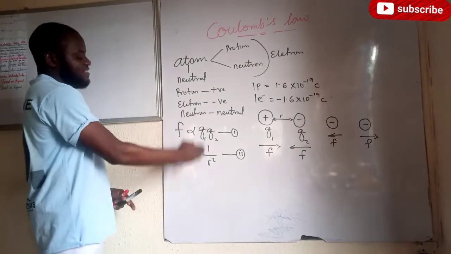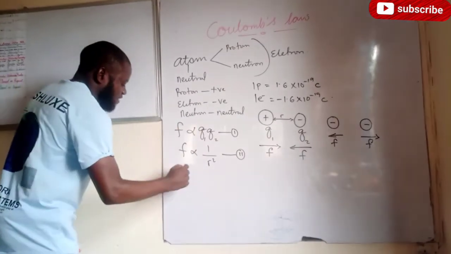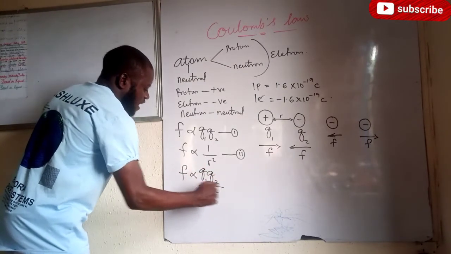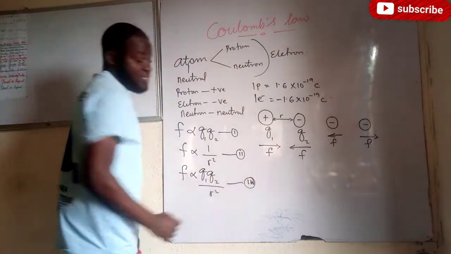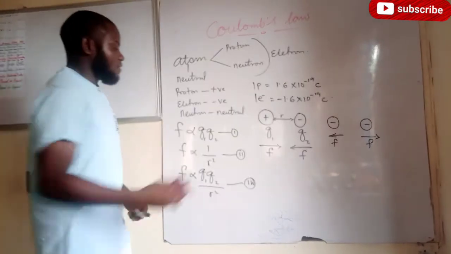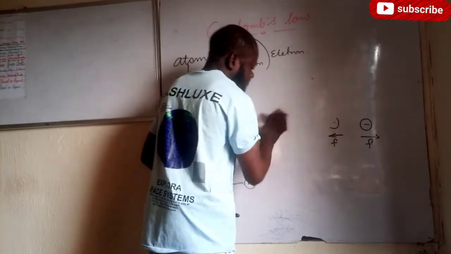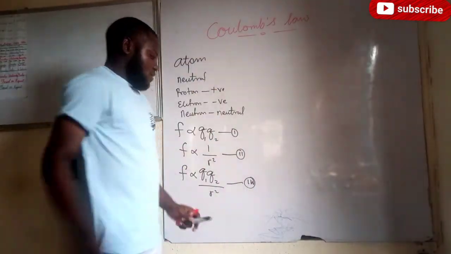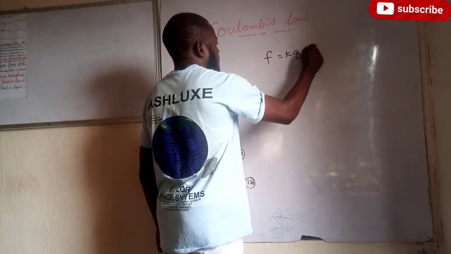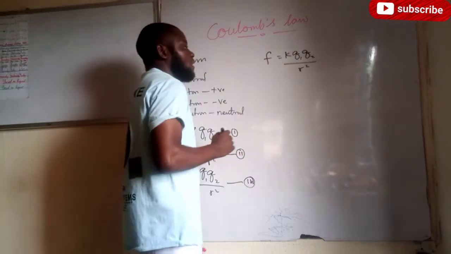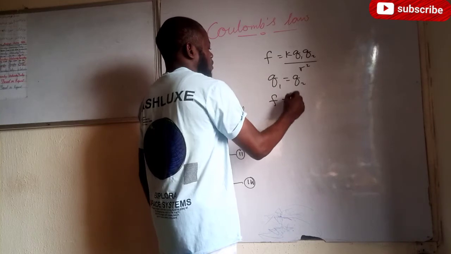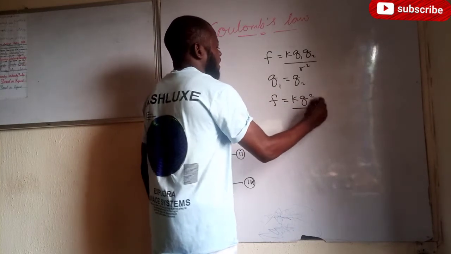Now, we can look at this as a joint variation. So we then have that F is proportional to Q1 Q2 divided by r squared. And this will be our third statement. If I am to remove this proportionality sign, I will need to introduce a constant. So I think I'm running out of space. Therefore, I have that F equals K Q1 Q2 divided by r squared. Now, if Q1 equals Q2, then we have that F equals K Q squared divided by r squared.